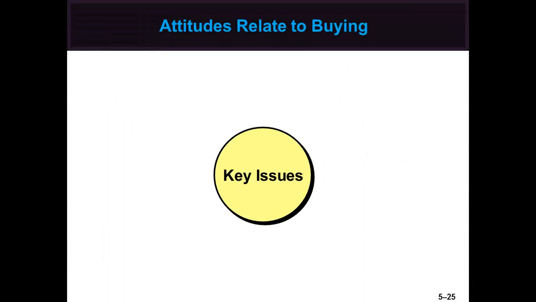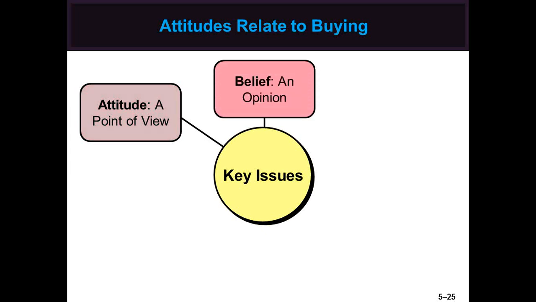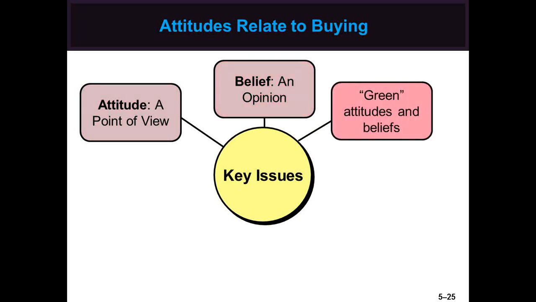So attitudes clearly relate to buying. An attitude is a person's point of view about something. Attitudes tend to be learned. They shape information processing in the consumer's mind. Attitudes also relate to buying decisions consumers make. Therefore, marketers do a lot of attitude research.